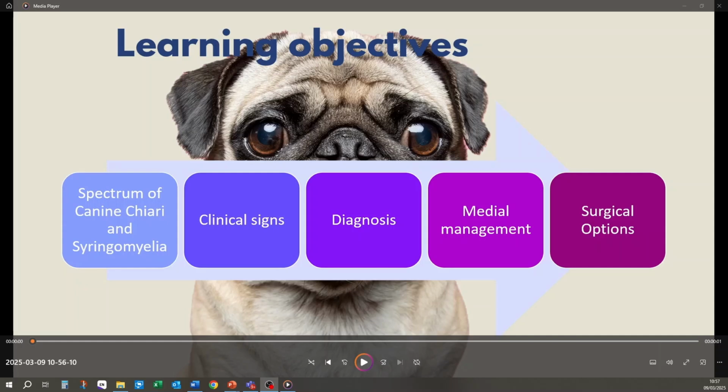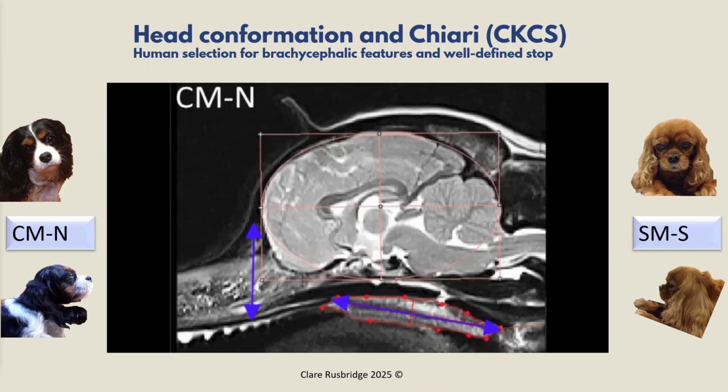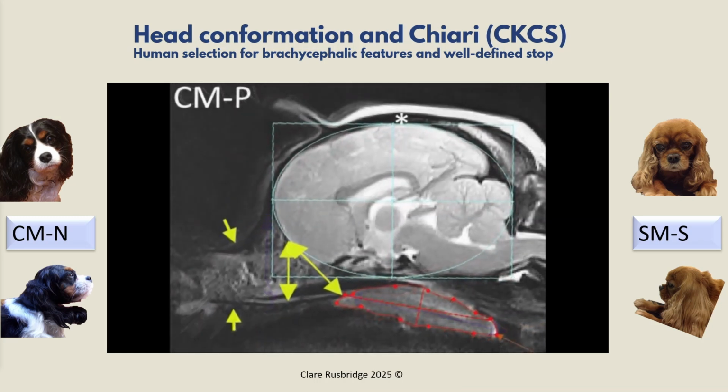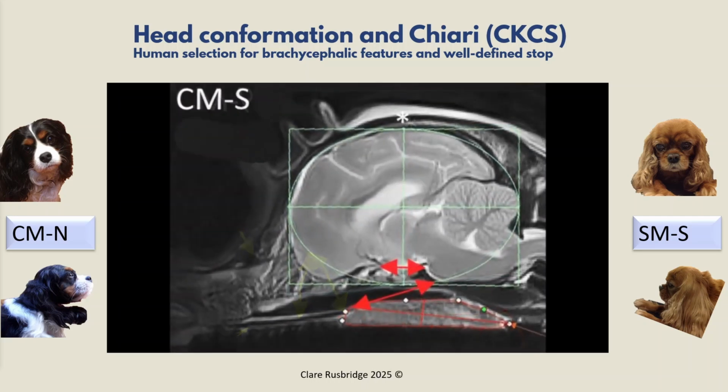Enjoy. So the learning objectives for this lecture are, first of all, to discuss the spectrum of canine Chiari and Syringomyelia, because this is really a very complex disorder. We're going to look at the clinical signs, how it's diagnosed, medical management, and discuss very briefly the surgical options. So, canine Chiari malformation is a reflection of human selection for brachycephalic features and a well-defined stop.